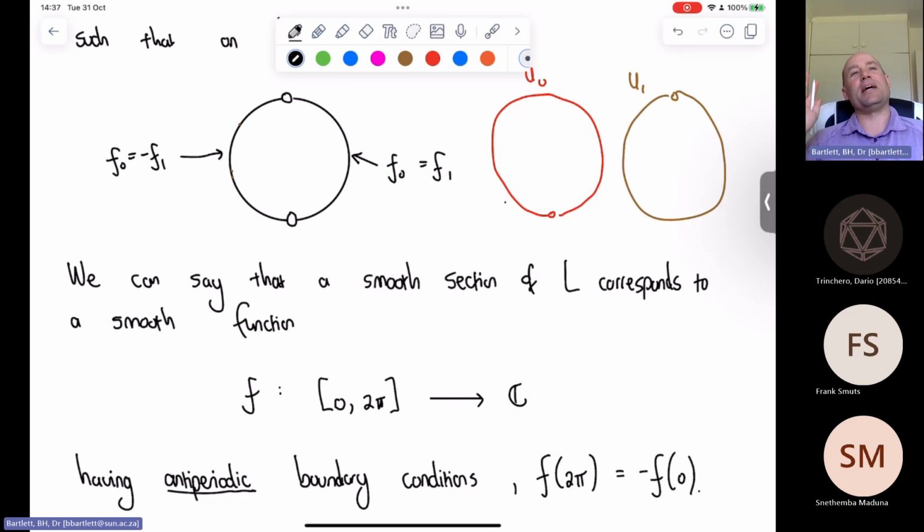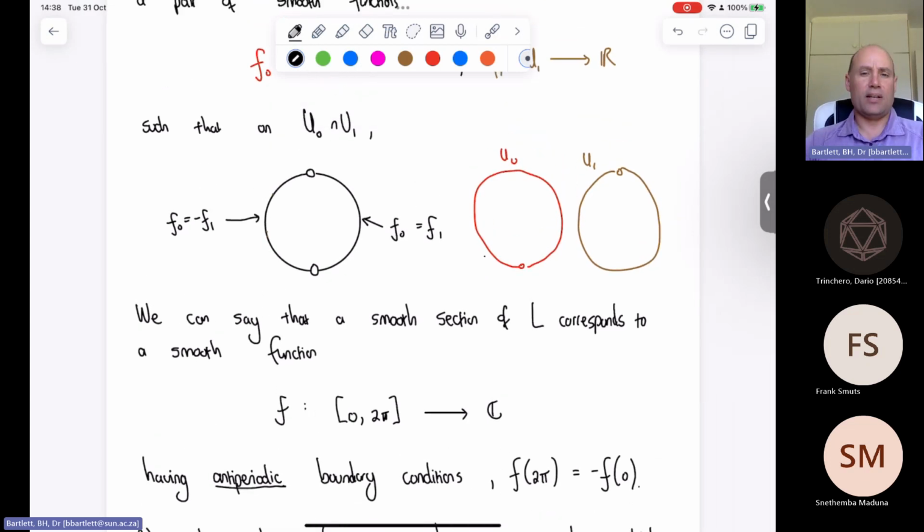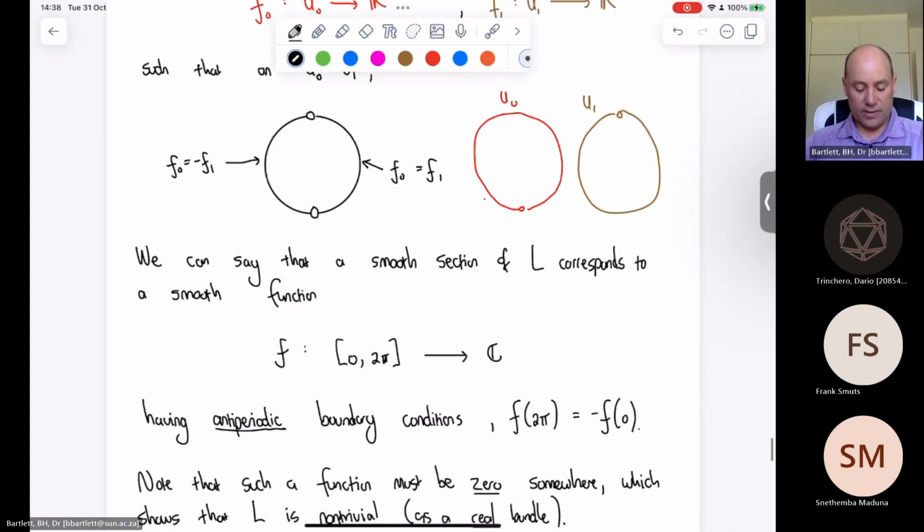Anyhow, all I'm saying is that the language of line bundles now gives us a precise geometric way to think of such a thing. It's not a function, but it is a section of a line bundle over S1. So it can be thought of as a function-like thing on S1. So antiperiodic boundary conditions are sections of this square root line bundle over S1.